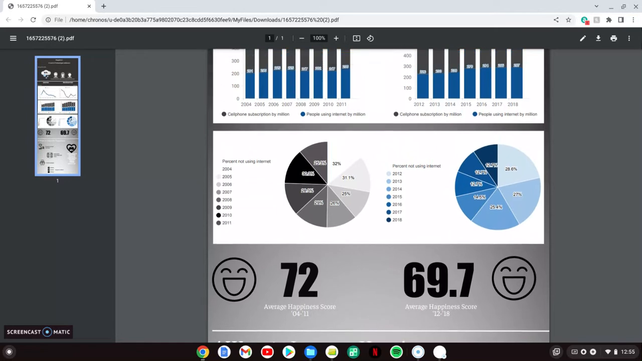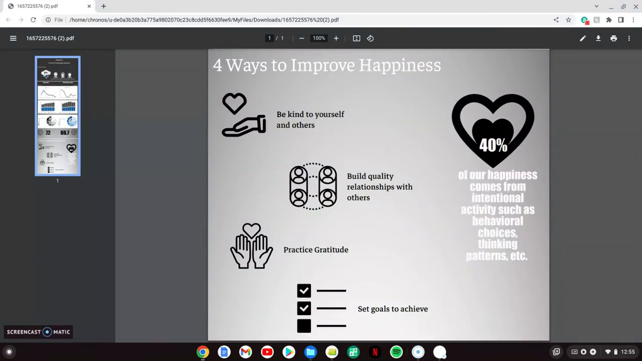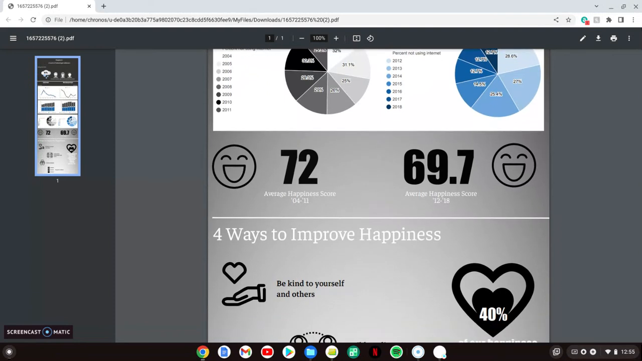So you can also see that I used a lot of icons in this infographic. I felt like these icons were important to add visual interest and give the readers something to remember when they're thinking about the information. So these icons relate to the information I'm trying to tell them, like build quality relationships. As you can see, it's a little icon of relationships, and set goals, and it's a little list. So I wanted people to really have that picture to grab onto.